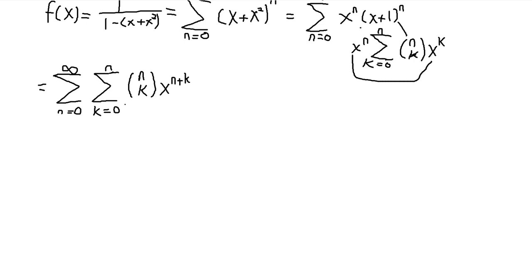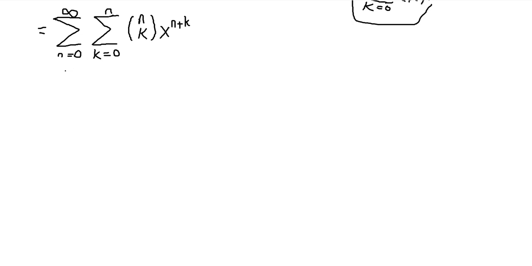Now we want to get a grip on what kind of things we'll be getting here. What I mean by that is, what are the ordered pairs n, k we're getting? Well, clearly by the bounds on k, we necessarily have that n is greater than or equal to k.